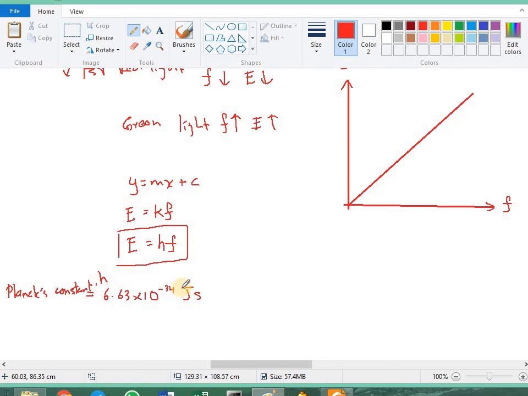We can also see why the unit is joule second. Since E equals hf, the Planck constant equals the energy over the frequency. The unit of energy is joule, and the unit of frequency is hertz, which is also per second, so 1 over second. So the unit of the Planck constant will be joule second.